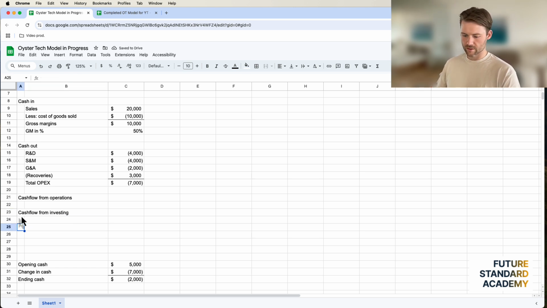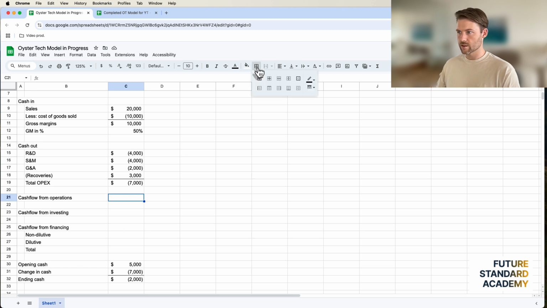I'm just going to leave it as is, and then cash flow from financing. Let's call it non-dilutive and dilutive. And total. Okay, so I've got to put one of these in there. We're going to put one of these in there.